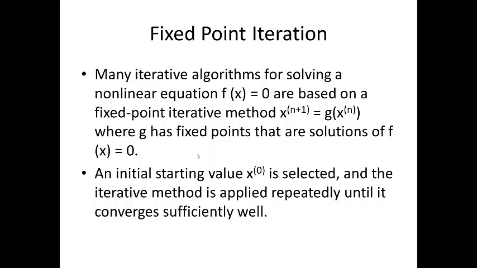Now, notice they have x_{n+1}, this is actually a recurrence relation, not a power, equal to g(x_n), where g has fixed points that are solutions of f(x) = 0. An initial starting value x_0 is selected, and the iterative method is applied repeatedly until it converges sufficiently well. Let's take a look at an example to clarify things.